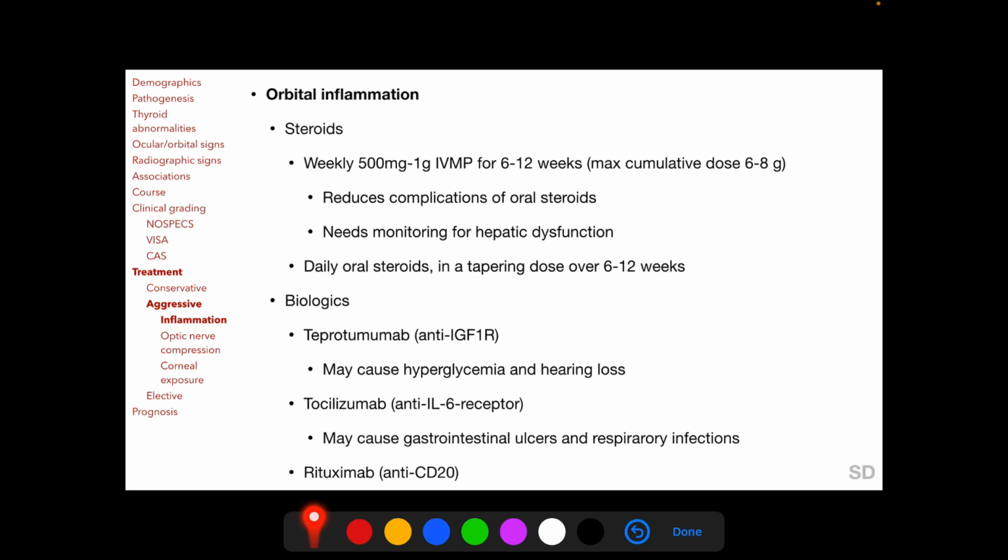Biologics which have been used for TED are teprotumumab, which is an anti-IGF-1 receptor antibody, and this may cause hyperglycemia and hearing loss as side effects. Tocilizumab, an anti-IL-6 receptor antibody, may cause gastrointestinal ulcers and respiratory infections. Rituximab, an anti-CD20 antibody, has also been used for treatment of thyroid eye disease.